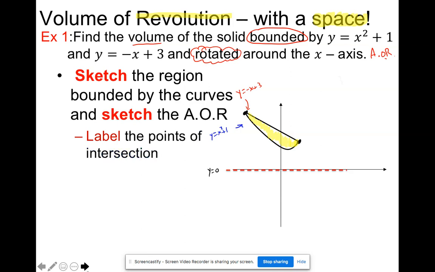Find the points of intersection. How do I find the points of intersection? Set those equal to one another. So I have x squared plus x minus 4 is equal to 0. I'm sorry, minus 2, silly. So this is 1, and that's negative 2.